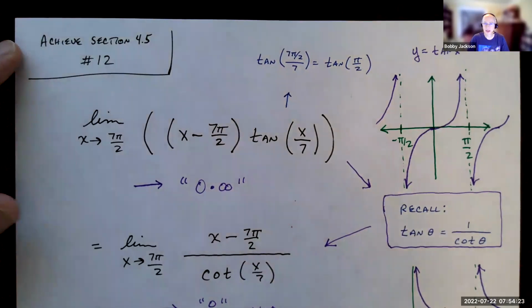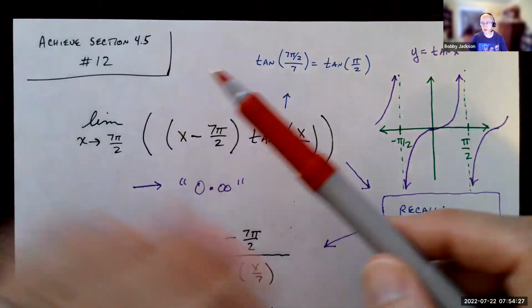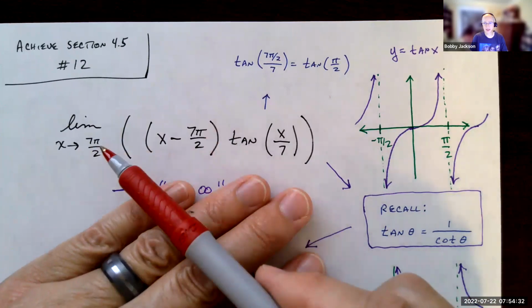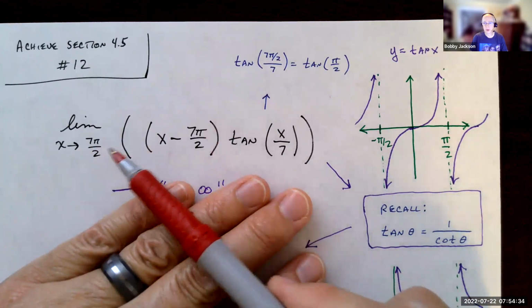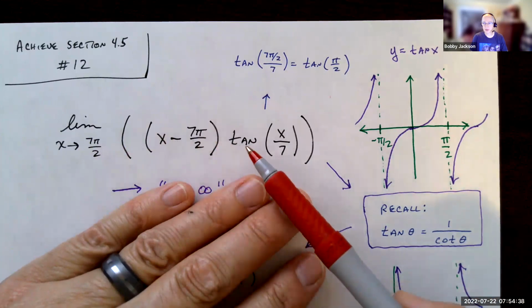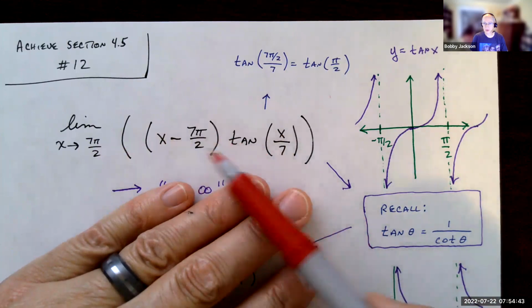Hey everyone, let's take a look at Achieve section 4.5, number 12, dealing with L'Hopital's rule. And in black here, we're taking this limit: the limit as x approaches 7π/2 of the quantity (x − 7π/2) times the tangent of x/7. So what's this limit going to be?